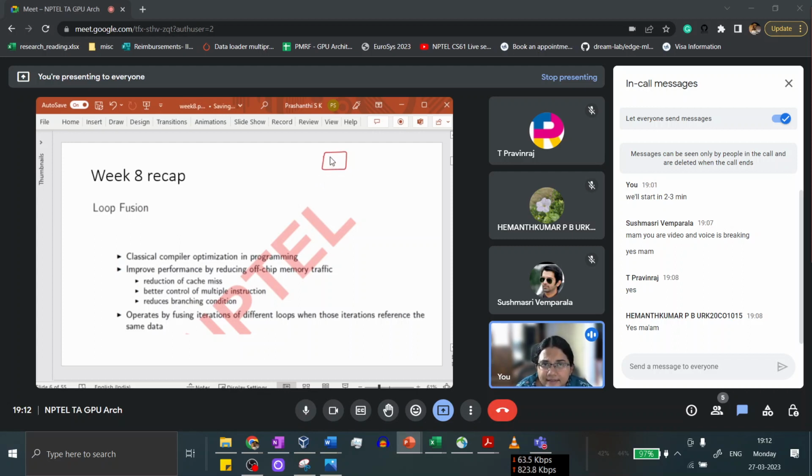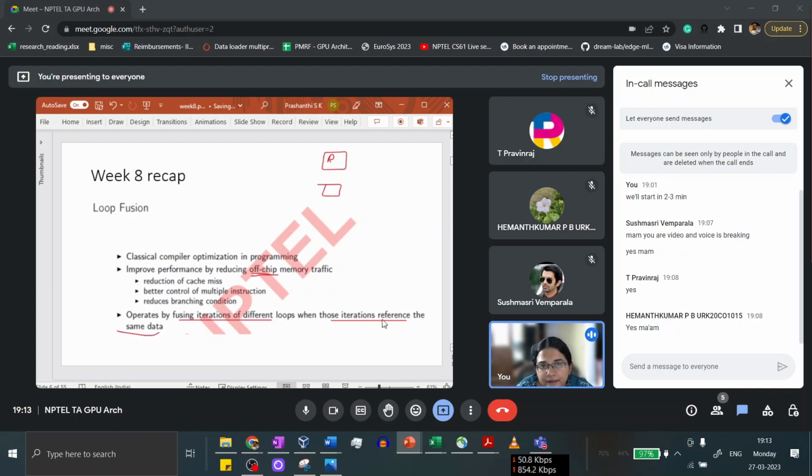So we said there are registers, and then there is cache, and then there is main memory, and so on. The more traffic you send off chip, the more your performance drops. So the more you can reduce this off-chip traffic, the better performance you get, right? That's the whole motivation, and what we do is very simple. We fuse iterations of different loops because those reference the same data.